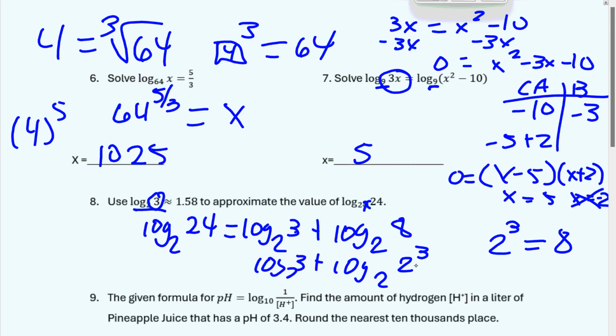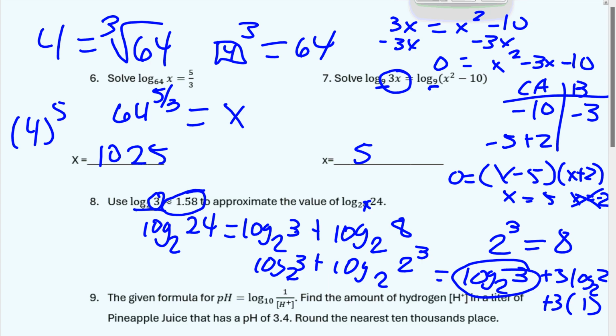So then I can bring log base 2 of 3 plus 3 log base 2 of 2. And we already know this from before, that log of a base of that same base is always 1, right? So that will equal 1. 3 times 1 is 3. 3 plus this number is right here. So 3 plus 1.58 is just 4.58. And that would be my answer.